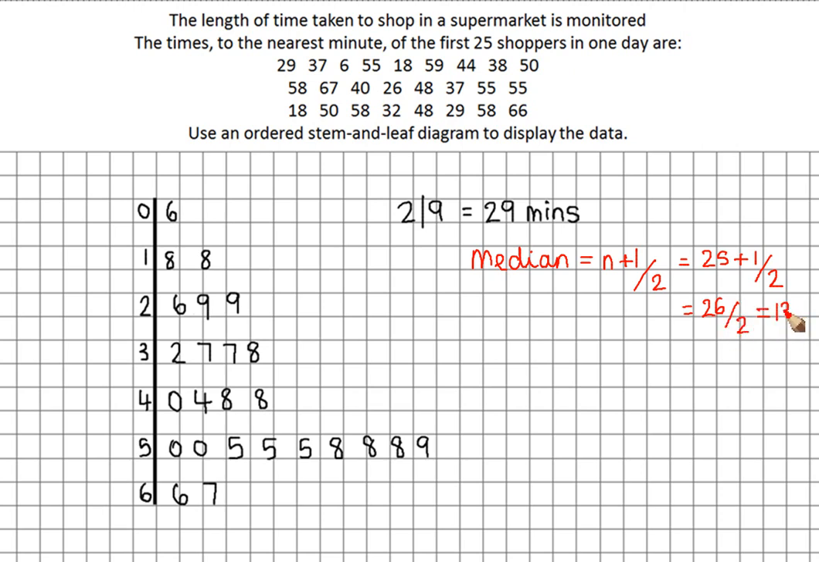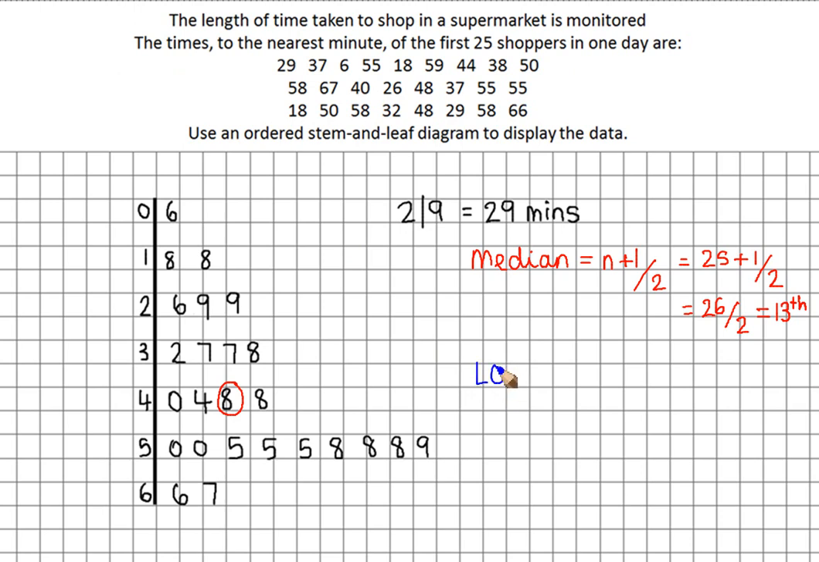So remember, that tells us that we want the 13th piece of data, not that the median is 13. So we now need to count through and find the 13th piece of data. 2, 3, 4, 5, 6, 7, 8, 9, 10, 11, 12, 13. So our median is 48.